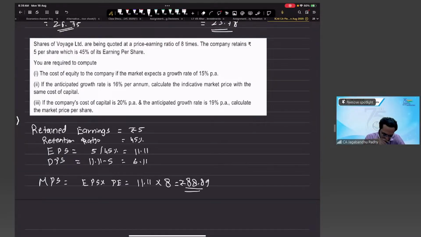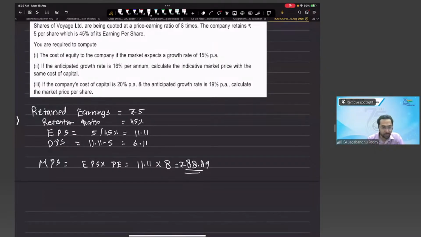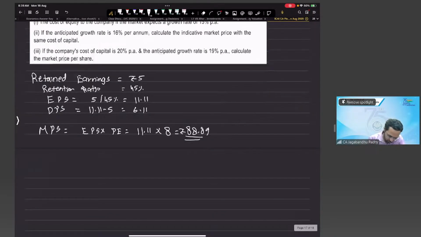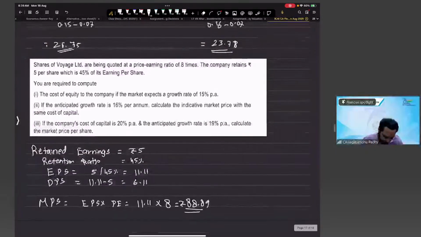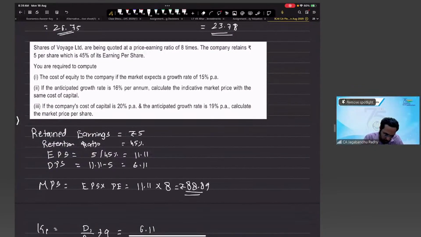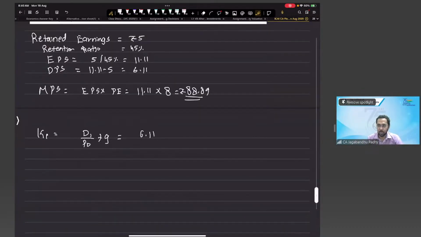Okay. Cost of equity, if the market expects a growth rate of 15% now. So you want the KE value. So KE is going to be D1 upon P0 plus G. So D1 is 6.11. Here I am taking this as D1, assuming that it's for the future one. You can also alternatively say with an assumption that this is the D0 also. So you'll get the marks for that. Don't worry about that.